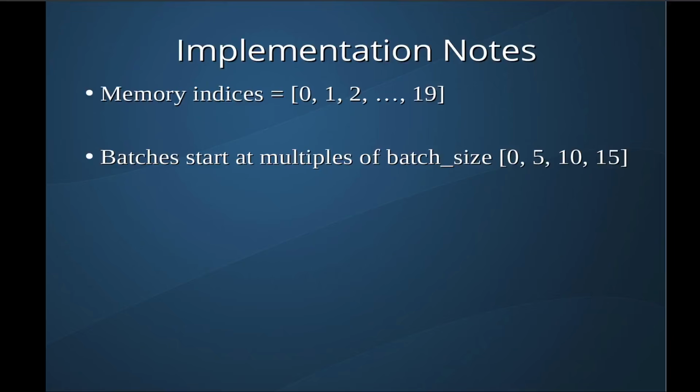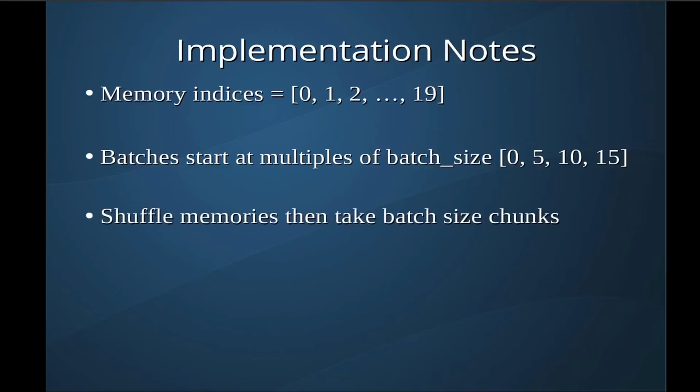So what we're going to do is we're going to shuffle our memories and then take batch size chunks. So we'll start at position 0, go from 0 all the way up to 4. That is one batch. And then position 5 up to 9 is the next batch, and so on and so forth. It's relatively straightforward when you see it in code, but it's kind of difficult to explain as you're coding it. So just know that we're taking batch size chunks of shuffled memories for a mini batch stochastic gradient ascent.